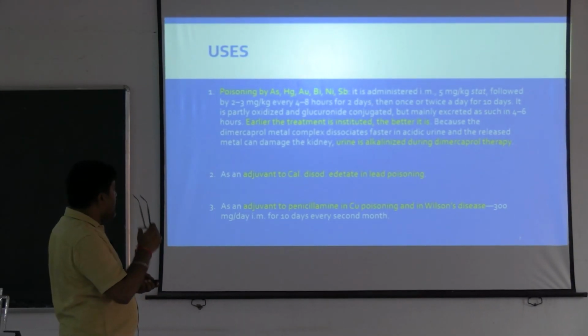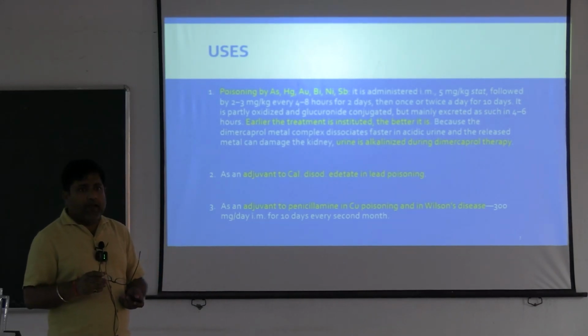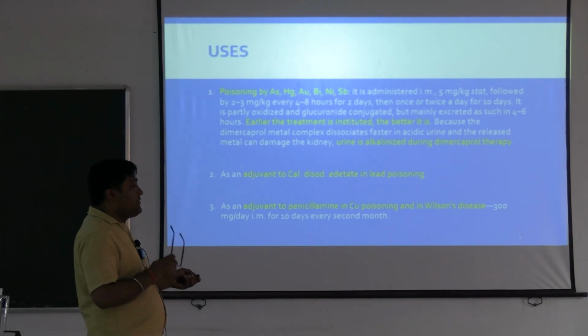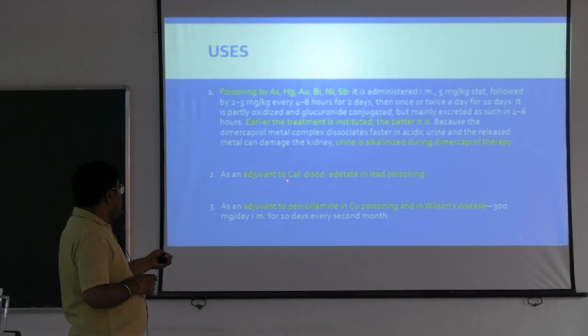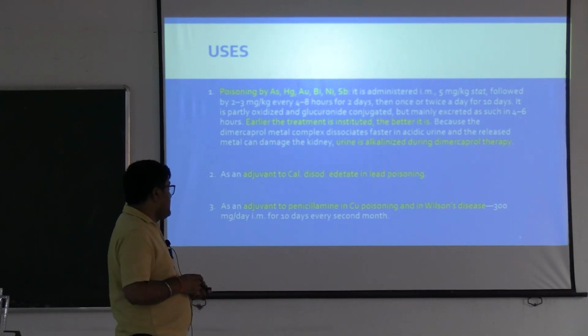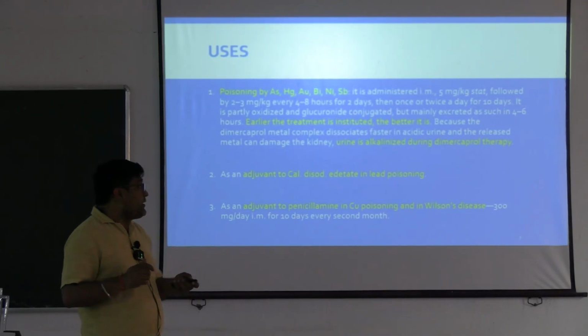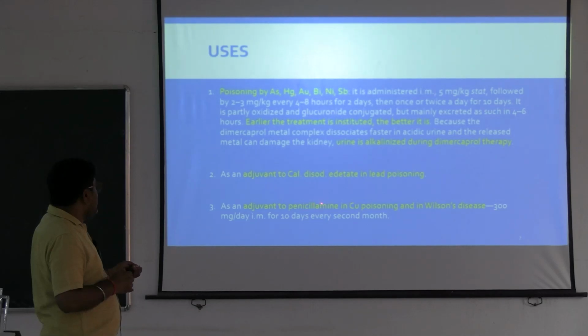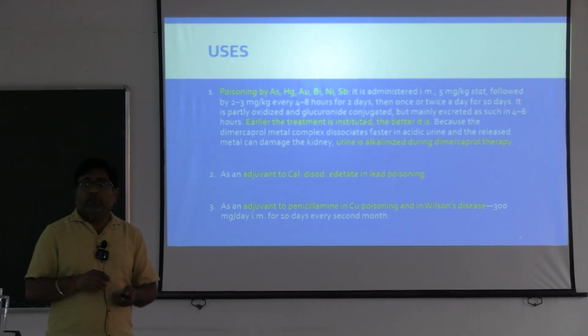They are administered intramuscularly. They can be used in lead poisoning as an adjuvant, not a good choice, so as an adjuvant to calcium disodium edetate. Calcium disodium edetate is the drug of choice in lead poisoning. Now they can be used as an adjuvant to penicillamine in copper poisoning and in Wilson's disease. What do you mean by Wilson disease?